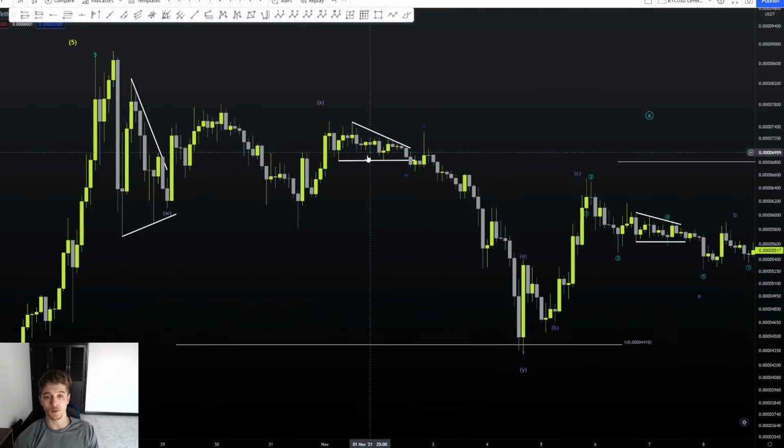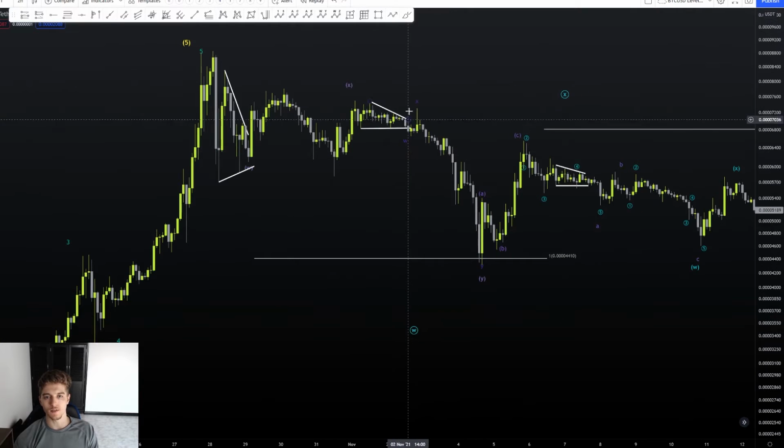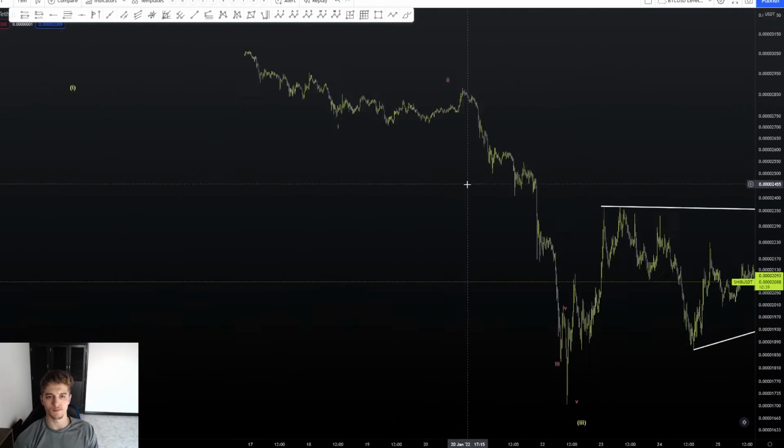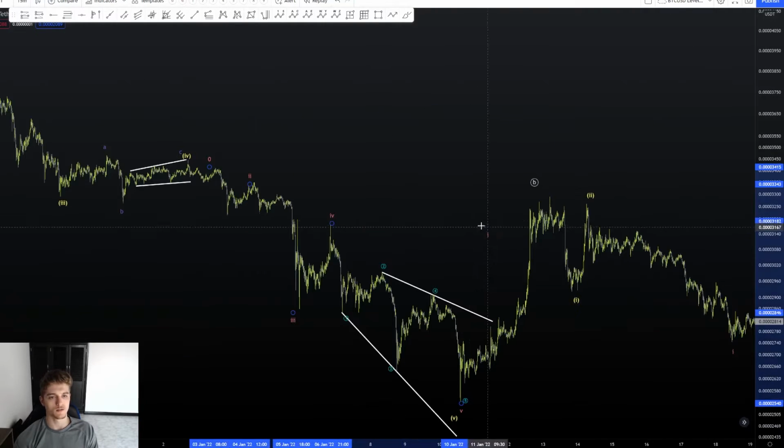You can see another triangle right here for the W wave, then up for the X wave, down for a Y wave, which I am probably going to count as a zigzag for an A, B, C. Let's go ahead and zoom in a little bit more to make it easier for you guys to see. Let's go to the 15-minute chart.